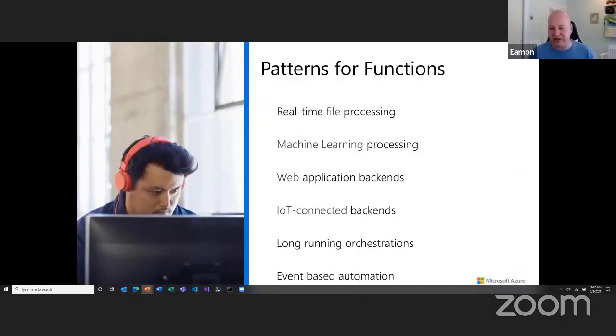So patterns for functions, there's a whole set of them here: real-time file processing, machine learning processing, web application backends, IoT connected backends, long-running orchestrations, and event-based automation. Any time there's a good use case where you need to process some events that are happening, Functions is a real good candidate to look at and ask, can I take advantage of serverless, that on-demand scale, and the connections we have with our programming model to solve that solution?